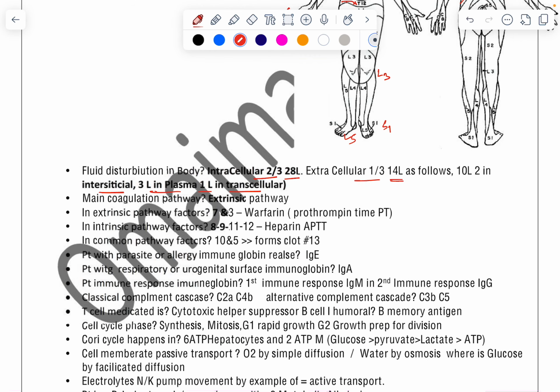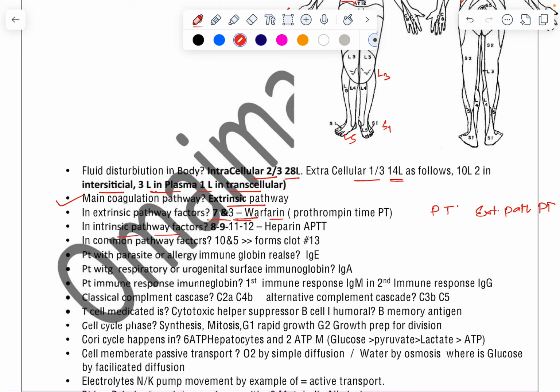Main coagulation pathway. What is the main coagulation pathway? It is the extrinsic pathway. And what are the main factors of the extrinsic pathway? It's from tissue thromboplastin, factors 3 and 7. Warfarin acts here. Prothrombin time measures the extrinsic pathway and the common pathway.